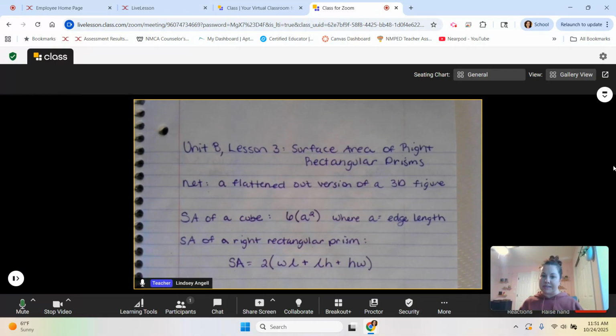For surface area, we're trying to think about if we were to cover that box in wrapping paper. So surface area is like if we were to cover the outside of that box with wrapping paper, what is the exact amount of wrapping paper that we would need in order to cover it?